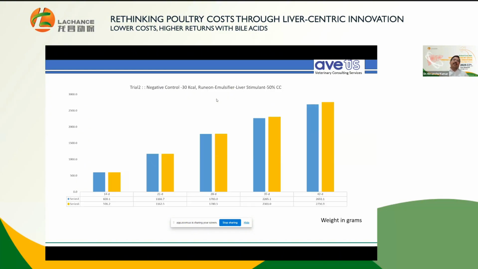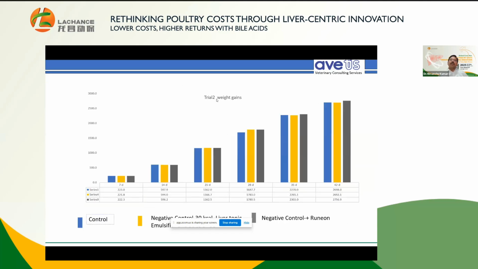In another trial, the aim was to study its negative effect, meaning reducing 30 kilocalories and further removing the emulsifier, liver stimulant, and 50% of choline chloride. There also we saw standard progress, or standard performance. This indicates the product has done reasonably well.